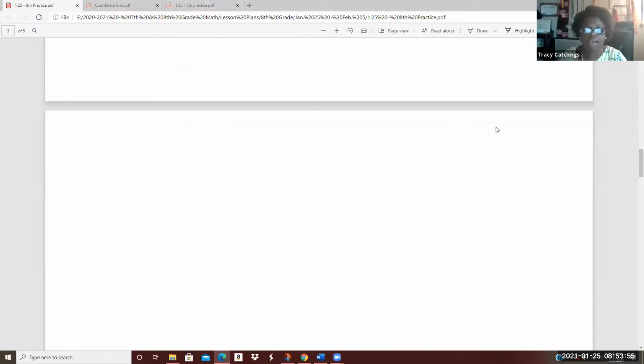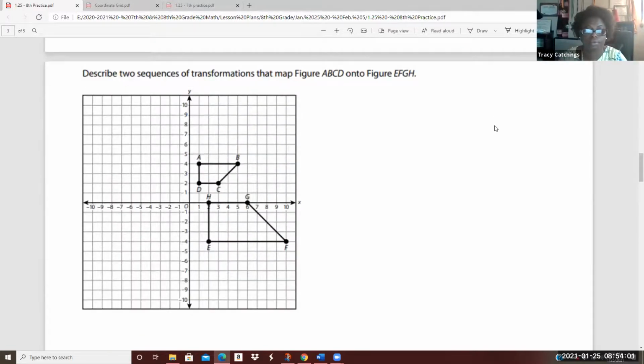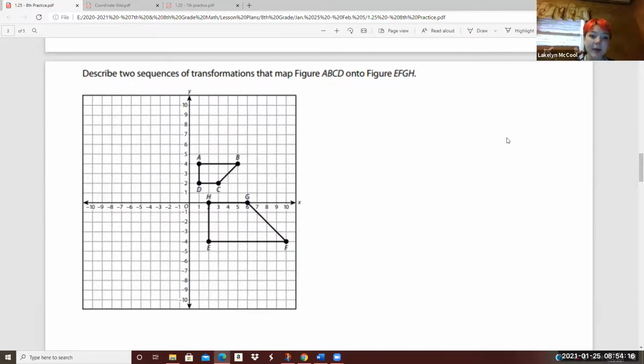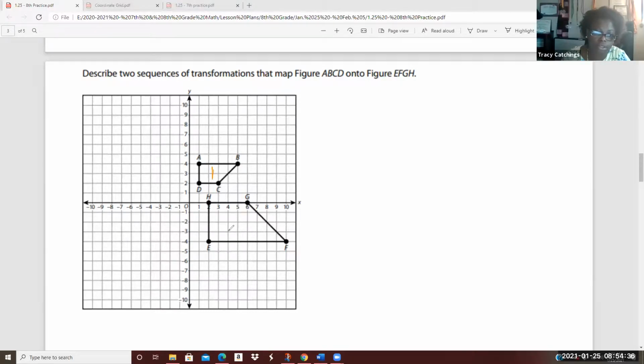All right, somebody read number 5 to us. Describe two sequences of transformations that map figure ABCD onto figure EFGH. Good job. Thank you, Lakeland. All right, so looking at these two figures, they said figure ABCD. So clearly that came first. So I told us last week, if you need to label your shapes to know, okay, you did this first, do so.